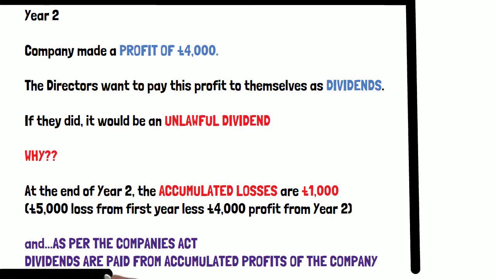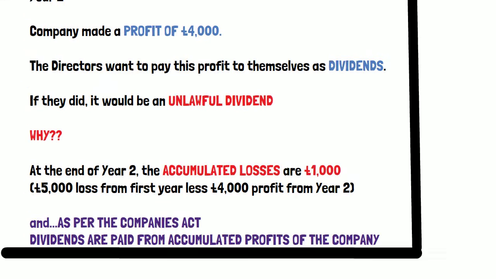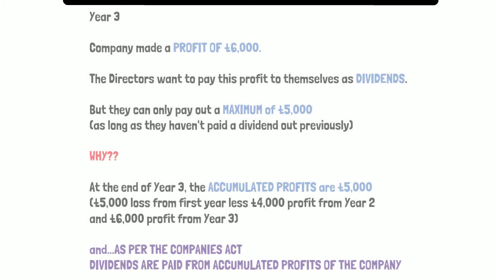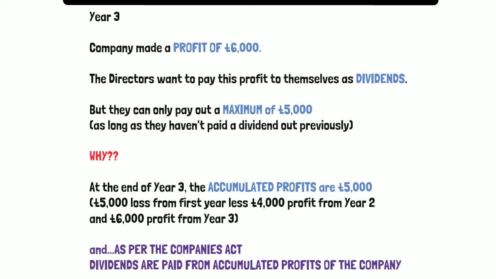Now, let's look at year 3. In year 3, that same company made a profit of £6,000. Now the directors are like, okay, this year we're definitely going to take a dividend. We made a profit of 4,000 last year, made 6,000 this year. We have 10,000. We can pay that 10,000 dividend. We have no issues. There is an issue, because the maximum that they can pay out is a £5,000 dividend. Now, why is that? That's because at the end of the third year, the accumulated profits were actually £5,000. So they can only pay a maximum dividend out of £5,000.